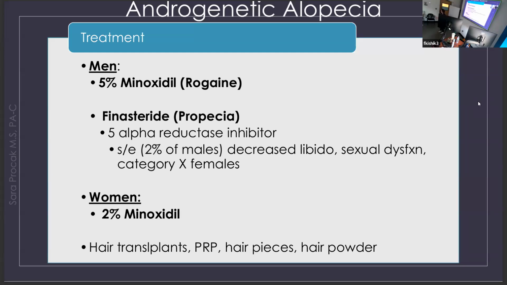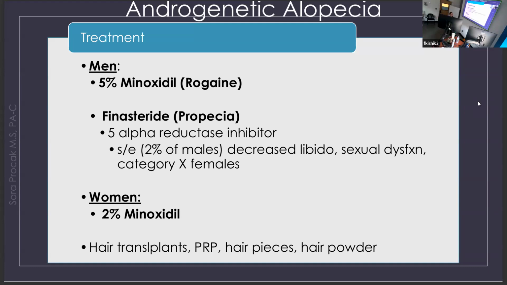It is not covered by insurance. It is very expensive. It takes multiple treatments, and I would say results are variable. So it's something you can certainly try for your patient. It may or may not work for them, but if they're motivated, they might be willing to give it a go. So it's an option for them.